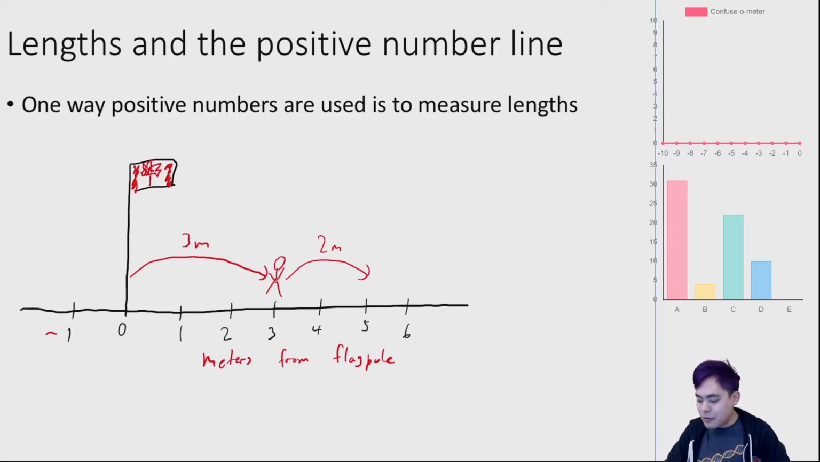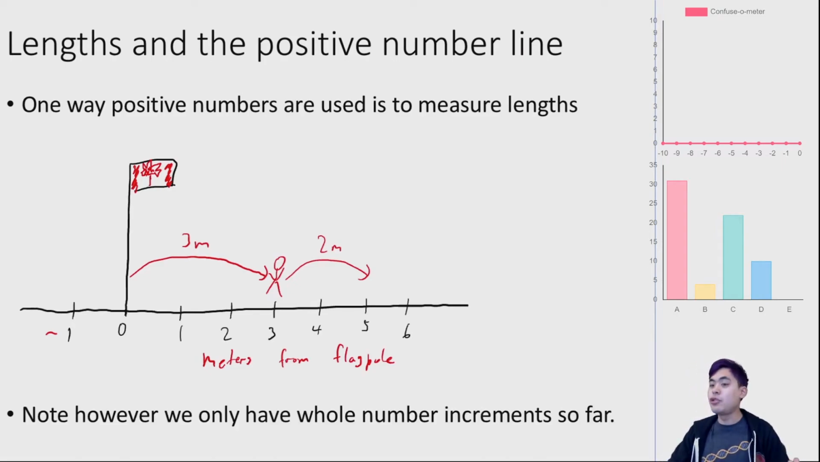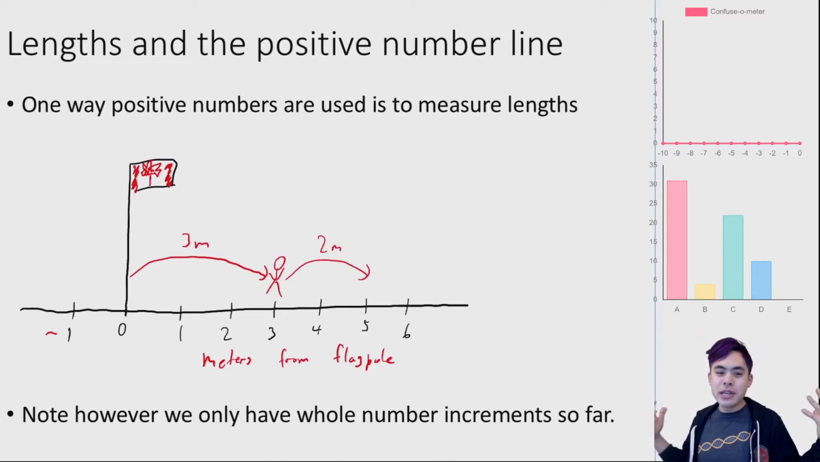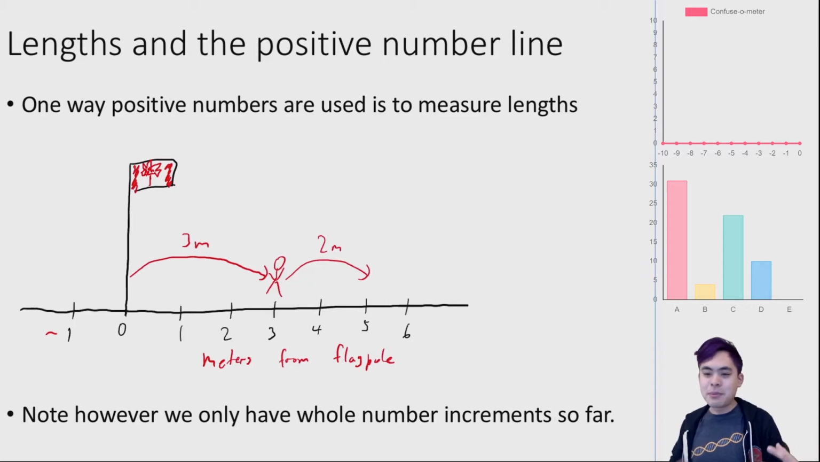It's important to remember, however, that right now we only have whole number increments. So we haven't invented anything other than 0, 1, 2, 3, 4, 5, and 0, -1, -2, -3 going the other direction. Those are the only things we've invented. So we haven't really invented the idea of something being, say, negative 0.5 meters or positive 2/3 meters. Those aren't things we've invented yet, though we'll get there.